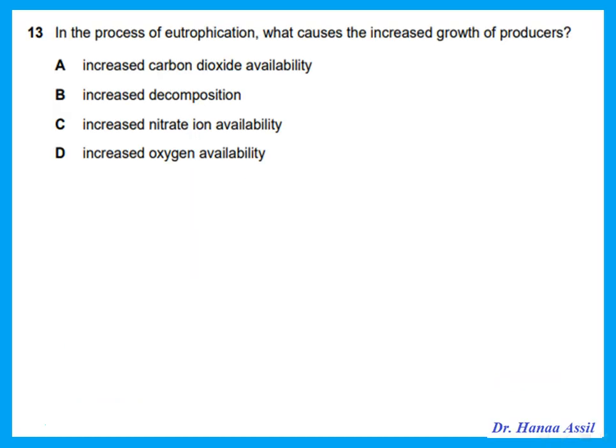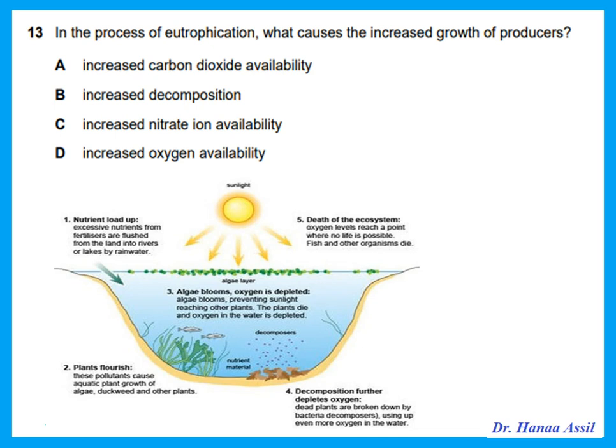In the process of eutrophication, what causes the increased growth of producers? What is eutrophication? Remember that eutrophication is what happens when we use too much fertilizers, and that means too much nitrates, and this goes into the rivers. It causes the algae to grow on the surface of the rivers, blocking the sunlight for the plants underneath. The plants underneath die, so the bacteria feed on them, increase in number, use up the dissolved oxygen, and the fish die from lack of oxygen. All of this is what we call eutrophication.